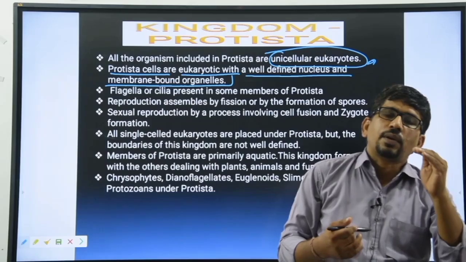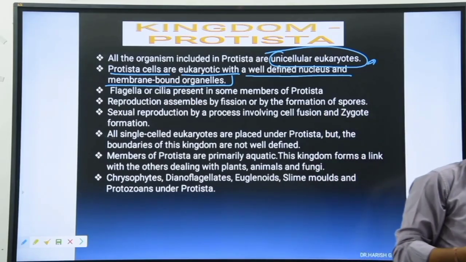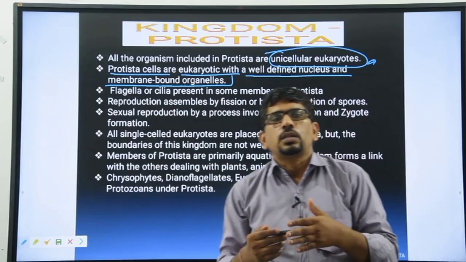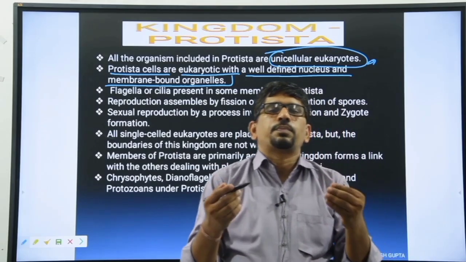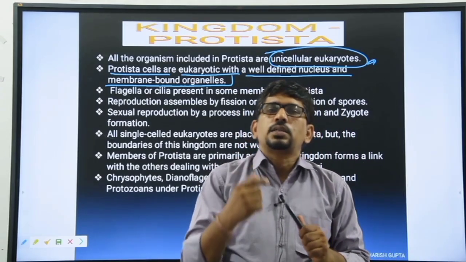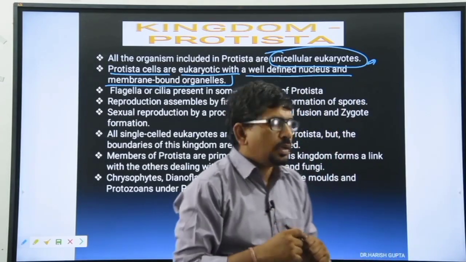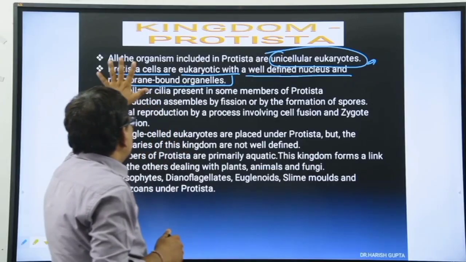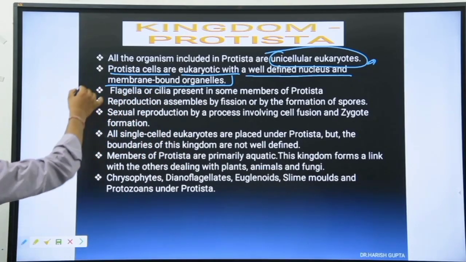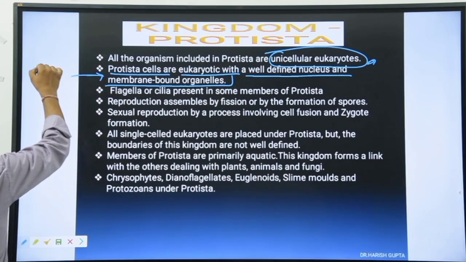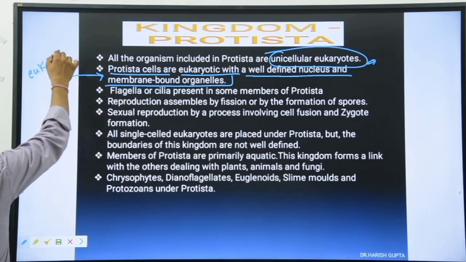Clear? Second one is the membrane-bound organelles, which are present, like mitochondria, chloroplast, Golgi body, ER, lysosomes. Third one is 80S type of ribosome present. So these are the eukaryotes. But in this there is one more thing that will come ahead when we discuss eukaryotes. Clear?